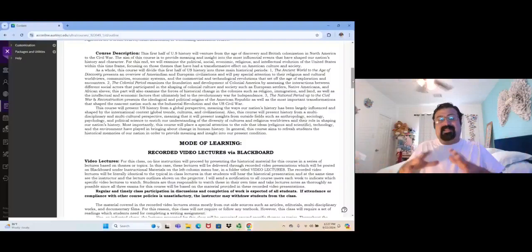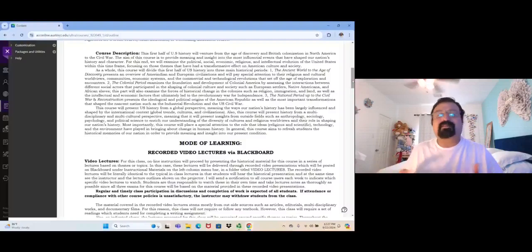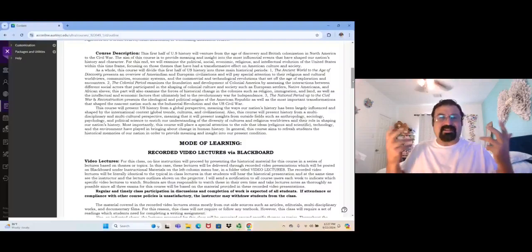Now, at the very end of the colonial period, we look at the American Revolution, and we look at the causes of the revolution. Of course, those causes we know are rooted in British taxation without representation. It is true, but this course is also going to look at ideological factors as well, ideas.